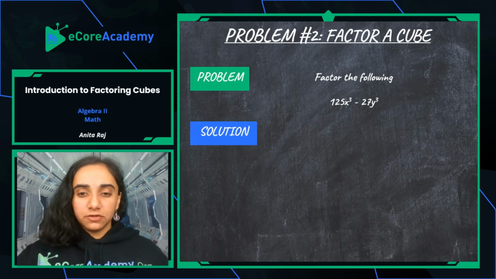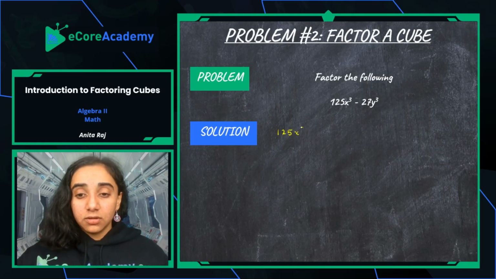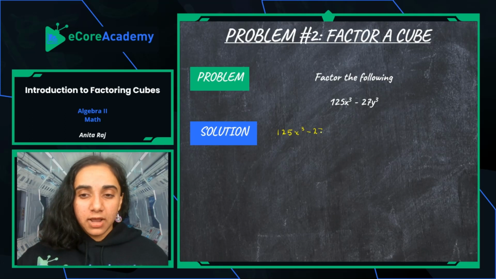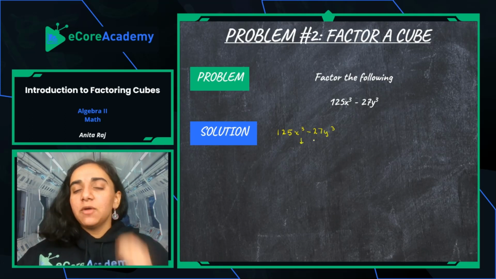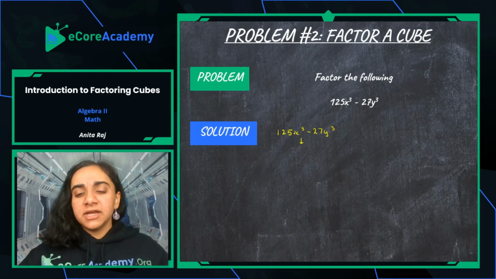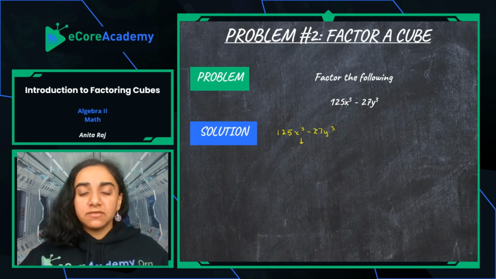Alright, so what I'm going to first do is rewrite the problem. 125x cubed minus 27y cubed. Keep in mind, again, the variables. The first thing I want to do is understand what I am working with. So obviously I see that these are both cubes. 125 is the cube of 5, x cubed is the cube of x, 27 is the cube of 3, and y cubed is the cube of y. So I know I'm working with a difference of cubes, because I have the subtraction sign.